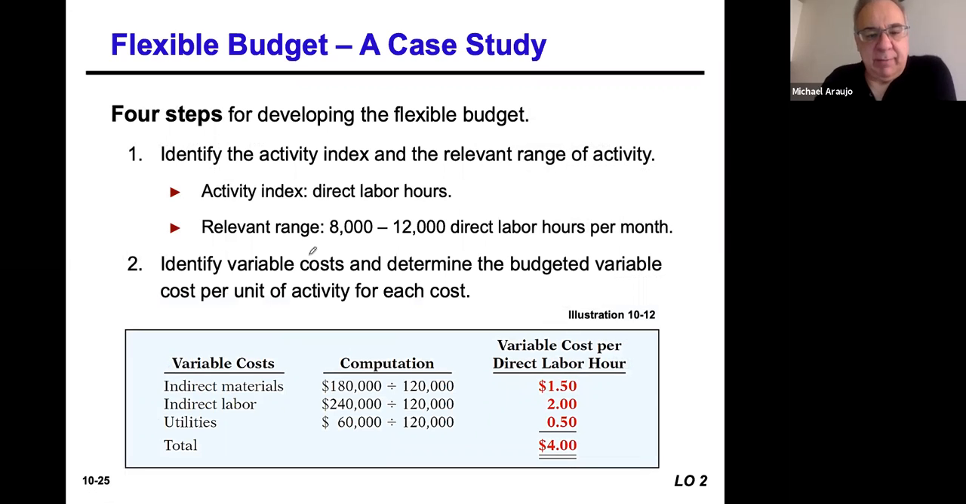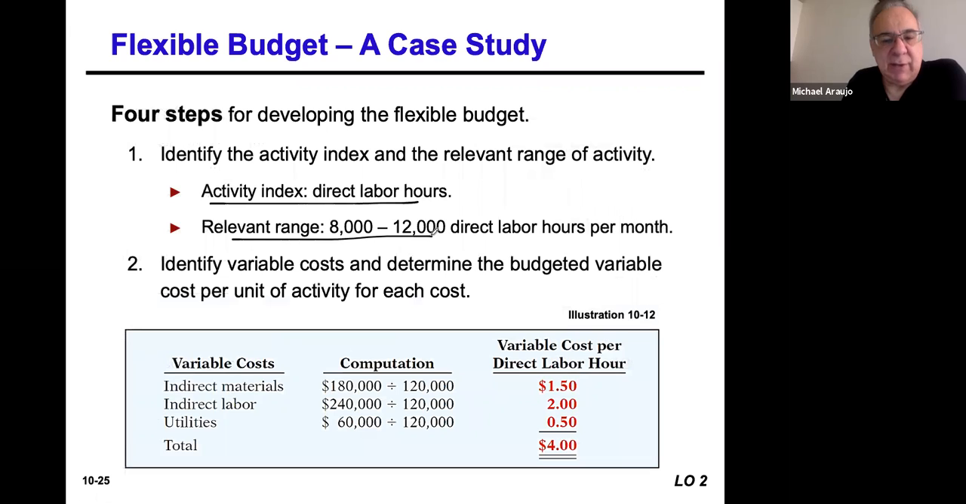So we know that basically we're going to be looking at various direct labor hours. And our relevant range in our case here for this company is between 8,000 hours to 12,000 hours of direct labor per month. Okay, that's the relevant range. So that's the first step.